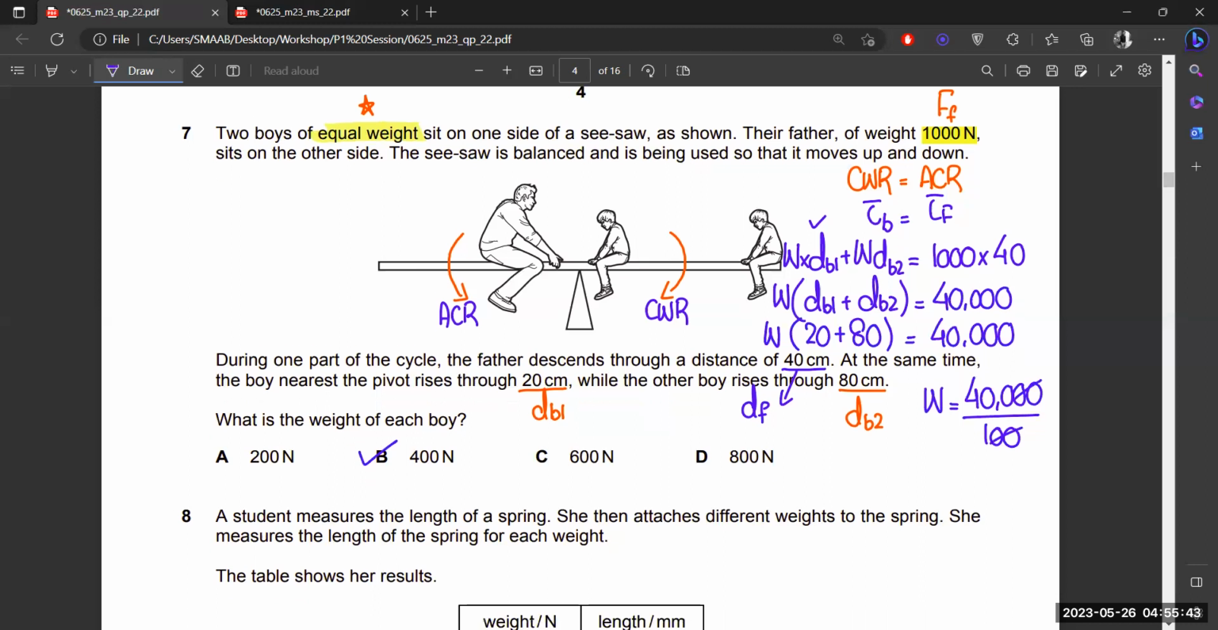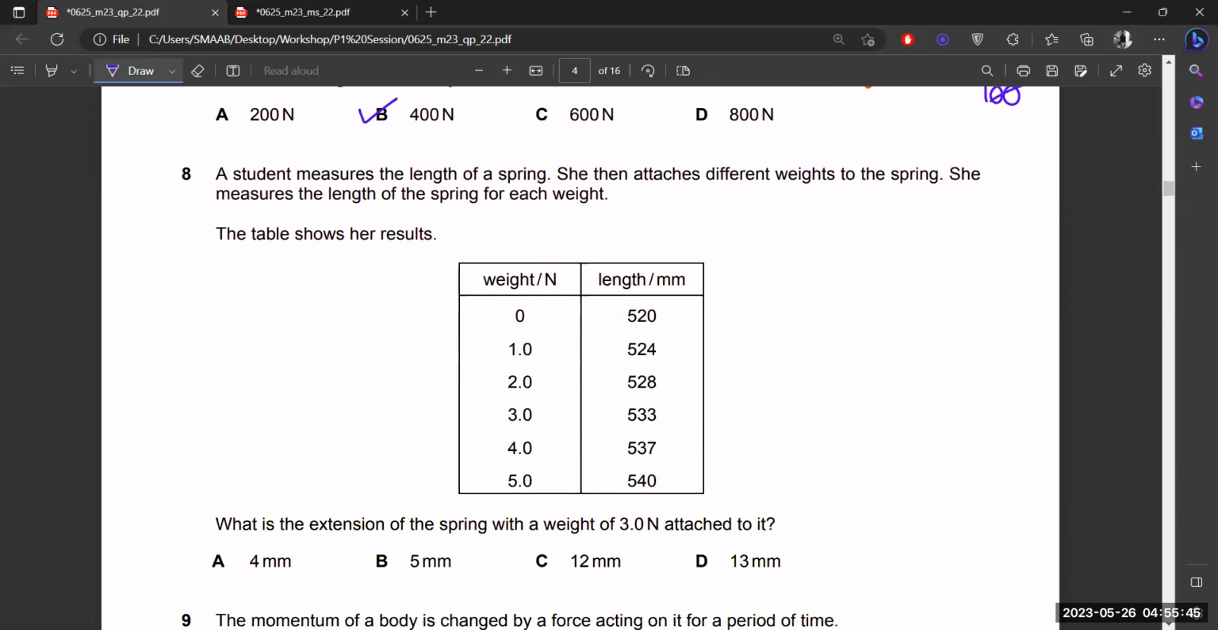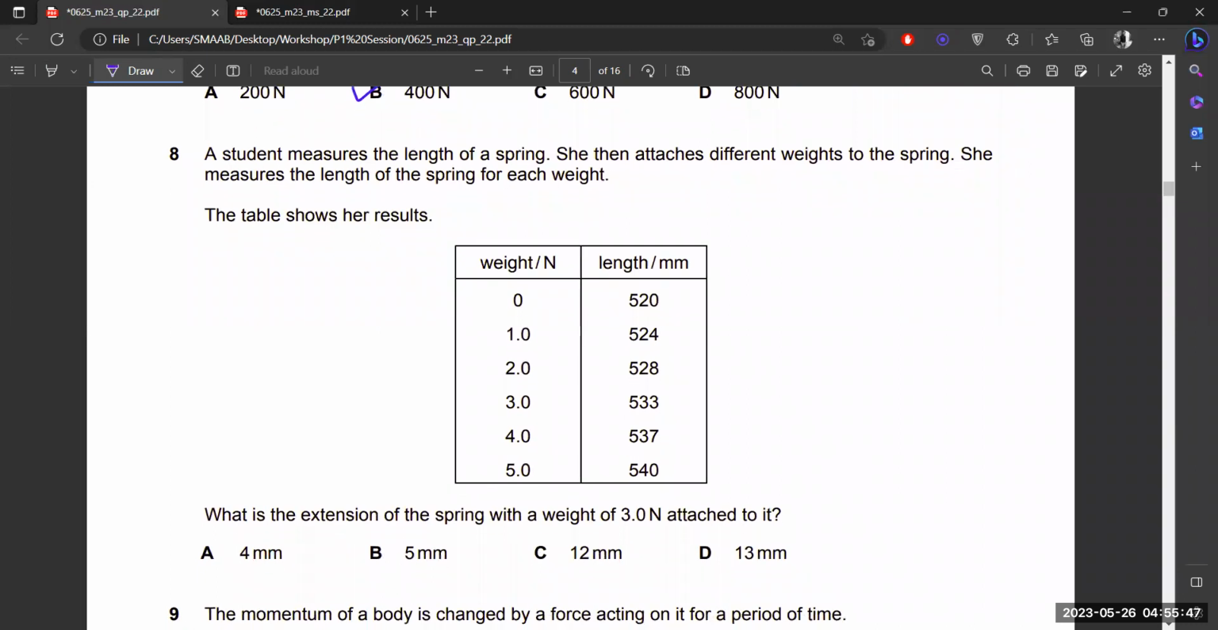Okay, that's a good question. Okay, question 8 is related to elastic deformation. A student measures the length of a spring. She then attaches different weights to the spring. She measures the length of the spring for each weight. The table shows her result. What is the extension of the spring with a weight of 3 newton attached to it? So we just need to check the 3 newton in the question. Don't read the whole table, just check out that the 3 newton is there, and we need to find the extension.